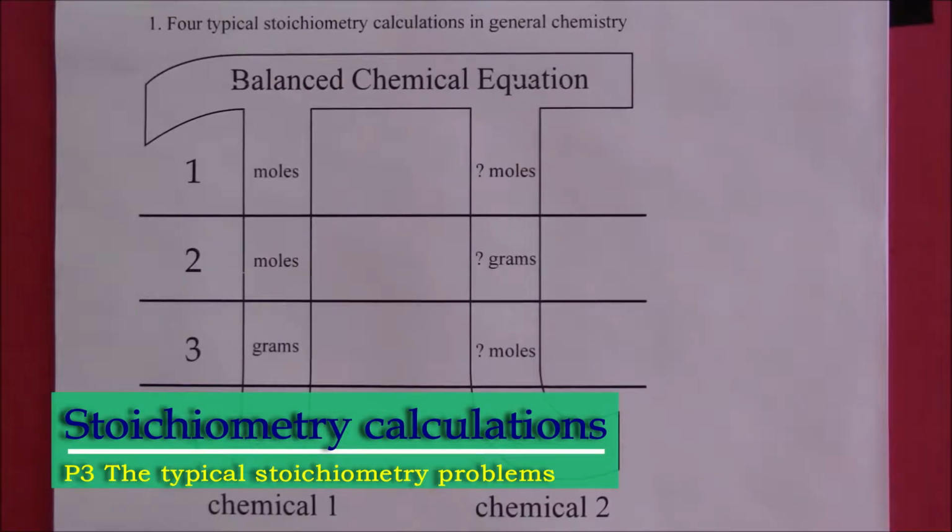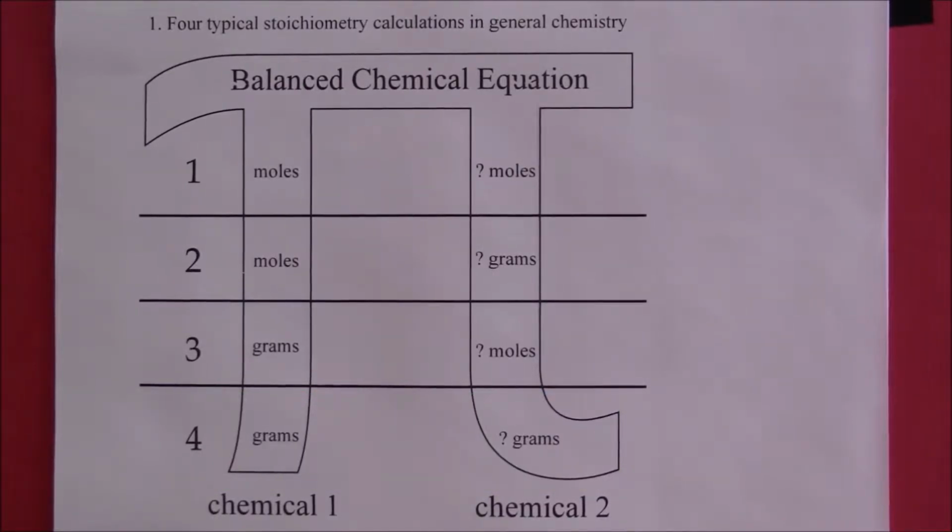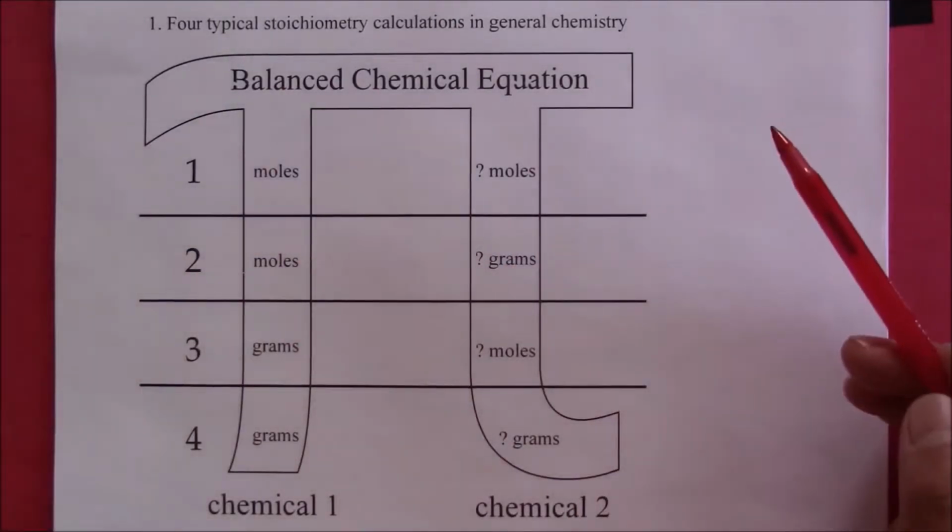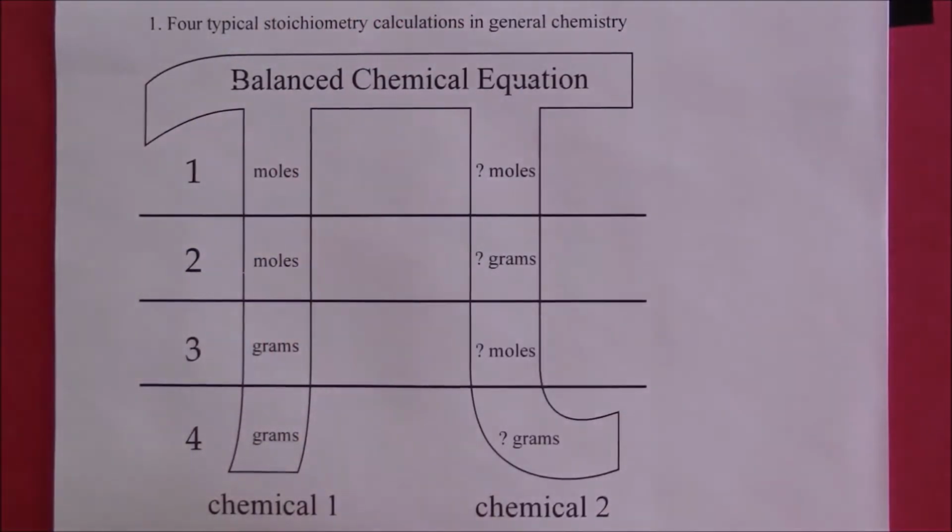Well, as I said, the summary of a stoichiometry calculation looks like Greek letter pi, a balanced chemical equation, what we're given and what we're looking for. I use chemical 1 to represent the chemical we're given the information for. I use chemical 2 to represent the chemical we're calculating for. I want to emphasize chemical 1 can be either a reactant or a product. Chemical 2 can be either a reactant or a product as well.